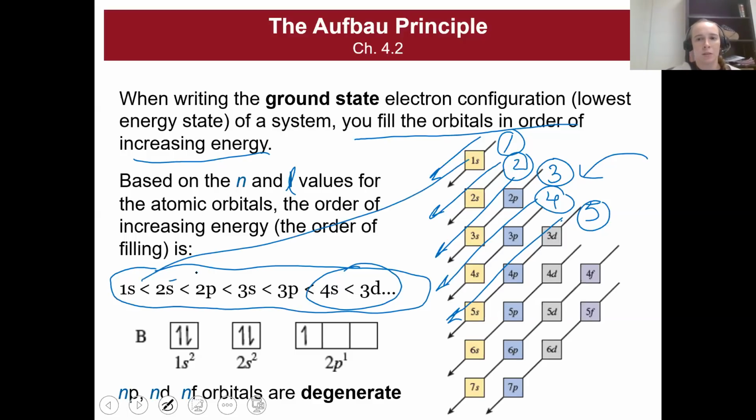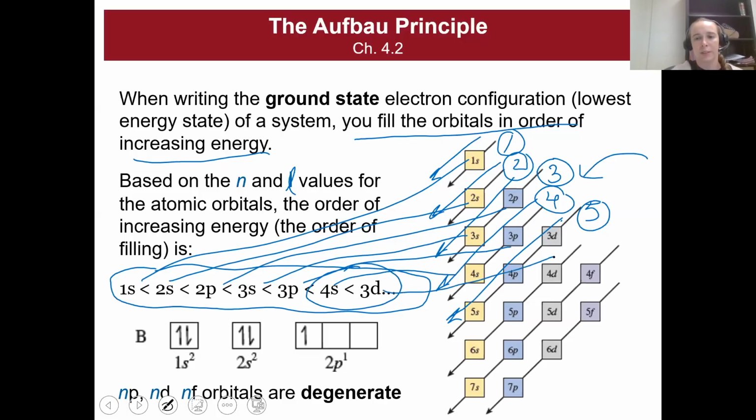1s, 2s, 2p, 3s, 3p, 4s, 3d. So you want to go one diagonal at a time. So the first diagonal, then you drop down to the next diagonal, then you drop down to the next diagonal, and so on and so forth.